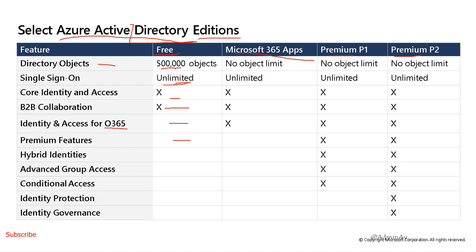So the number of objects that can be created can be the users, the groups, devices, and all that. The Premium subscriptions, on the other hand, for P1, has every other thing down to conditional access, but does not support identity protection and identity governance. So if you have identity protection and governance, you would know that is the major difference between the P1 and the P2 licenses. The P2 license offers all these, including identity protection and identity governance.